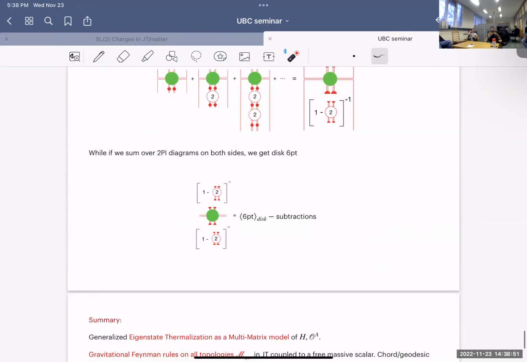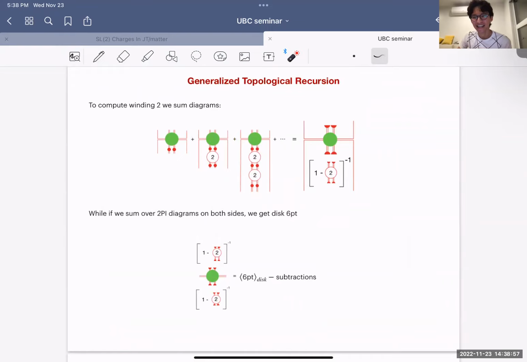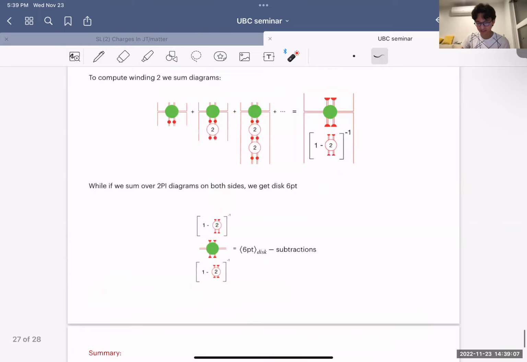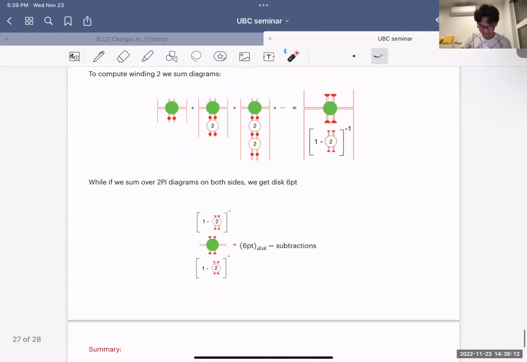Is that a horn that it's time to end? It was not on purpose. But essentially I'm done. We also checked winding three, which is even more complicated, but could be done. And so let me just end here.